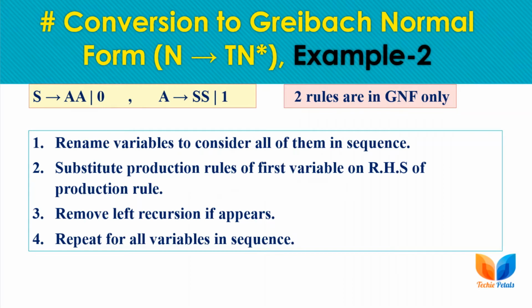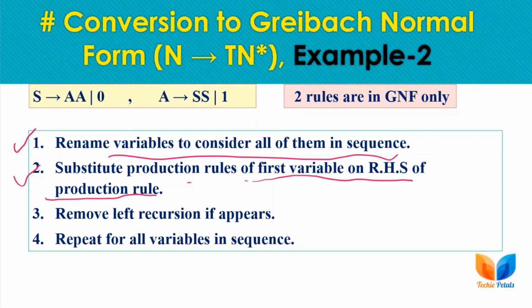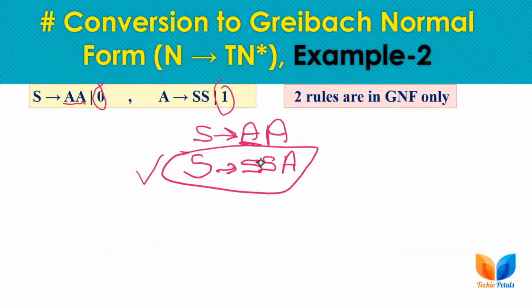So here is the process. First of all, we need to rename the variables so that we can consider all of the variables in sequence and will not miss any of the non-terminals. Always consider the variables in sequence. Next is to substitute the production rules of the first variable on the right hand side of the production rule, as we have done here. So you need to substitute the right hand side, as we have substituted the right hand side of A here.